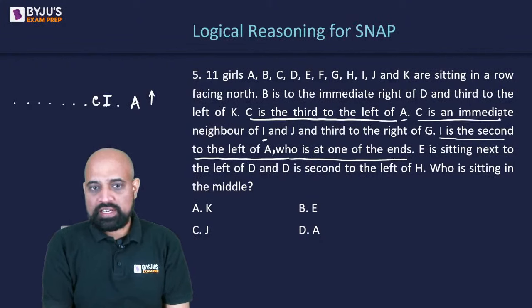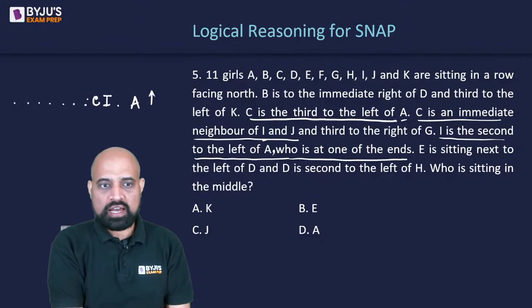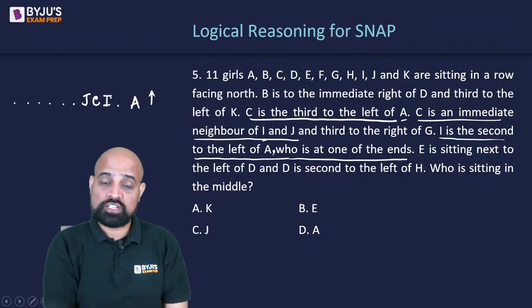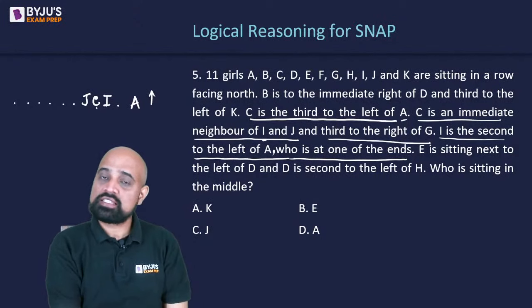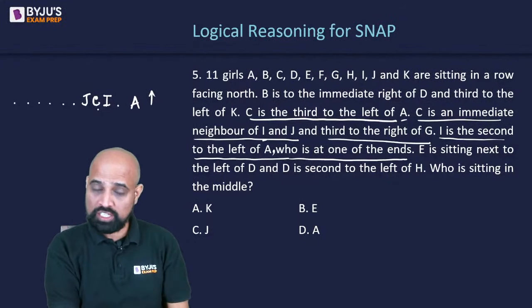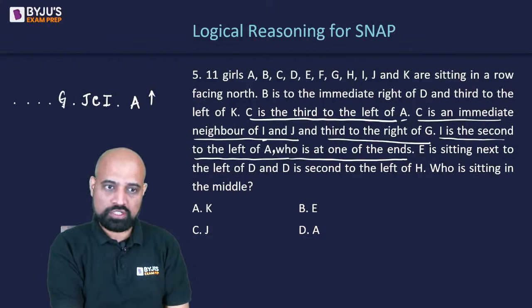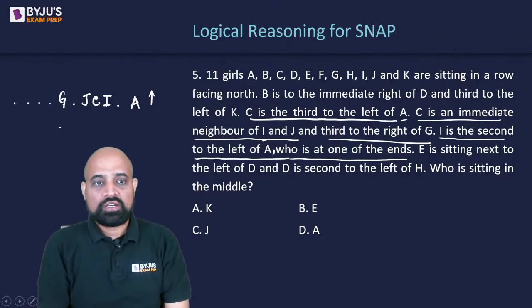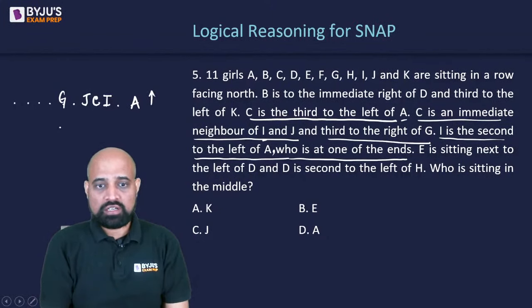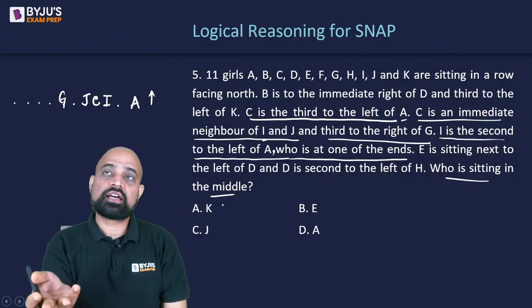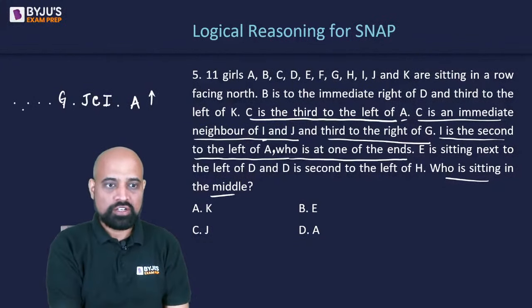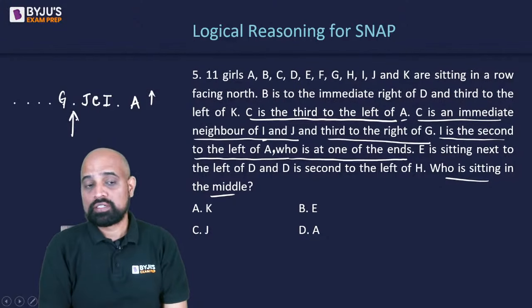Okay, C is an immediate neighbor of I and J. So I and J, the immediate neighbor, will only happen if J is to the left of C. And third to the right of G. C is third to the right of G. So G should be third to the left of C. So first, second, third. So this is where G should be. Okay. Anyone else? Okay. Question is, who is sitting in the middle? So if there are 11 people, we need the sixth guy from left or right to be sitting in the middle, right? So first, second, third, fourth, fifth. So this is the guy who is supposed to be in the middle, right?